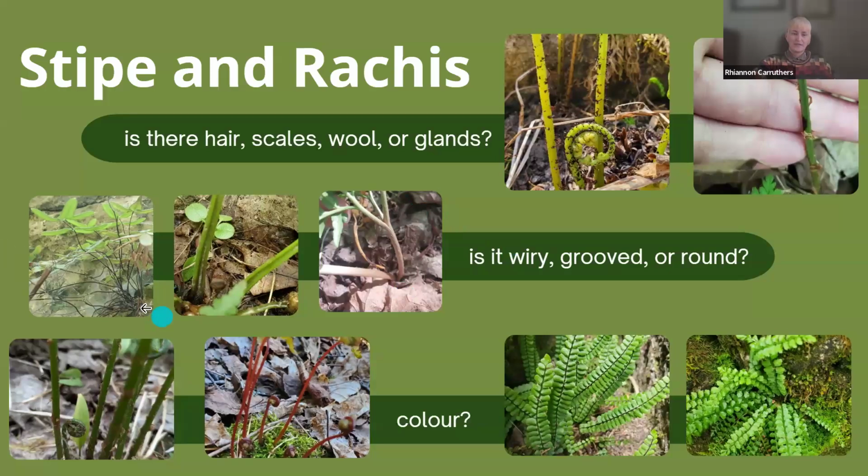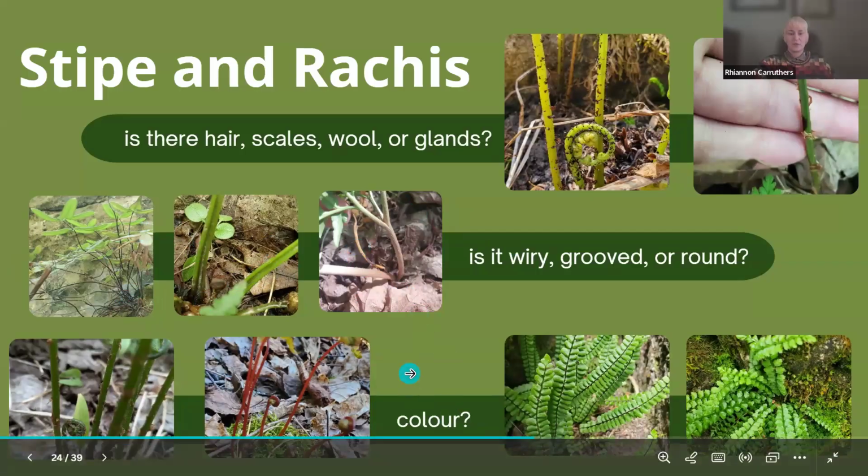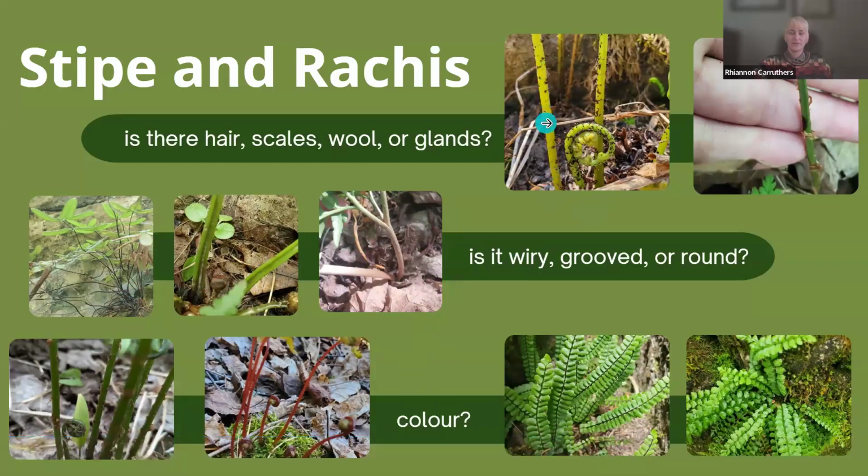Next, we're looking to see, is the stipe wiry or is it round? Does it have a groove in it? Those are all, again, identifying features. And then color. Color is a big one. You can even see with the lady fern how much more of a pale yellow this is compared to the green here.